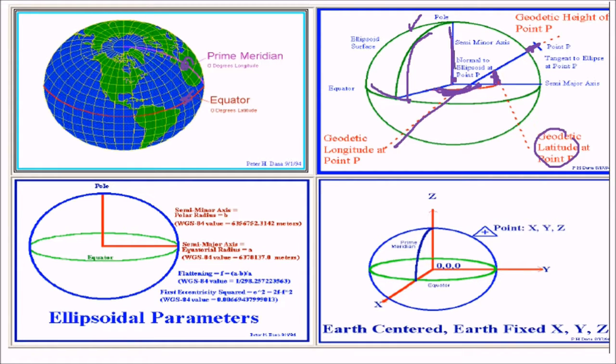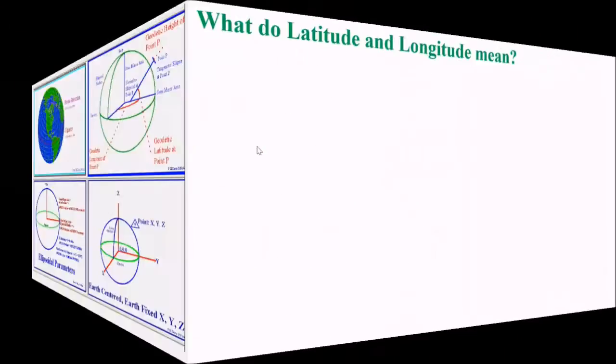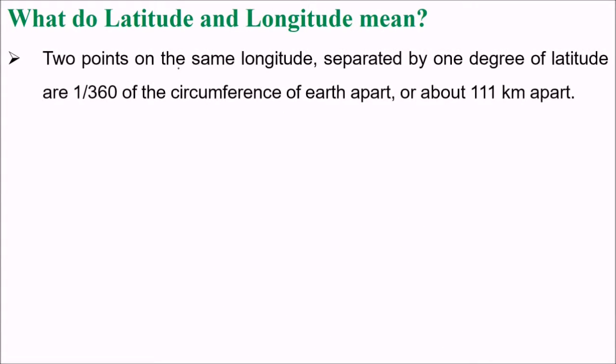This is a normal to the ellipsoid at some point P, with the semi-major axis and semi-minor axis. In the ellipsoid parameters, you have the semi-major axis and semi-minor axis. This is B, which is the minor one. A is the major one, and you can find the flattening by (A minus B) divided by A. This is the Earth, centered at a fixed XYZ location with prime meridian and equator. This is your GCS.